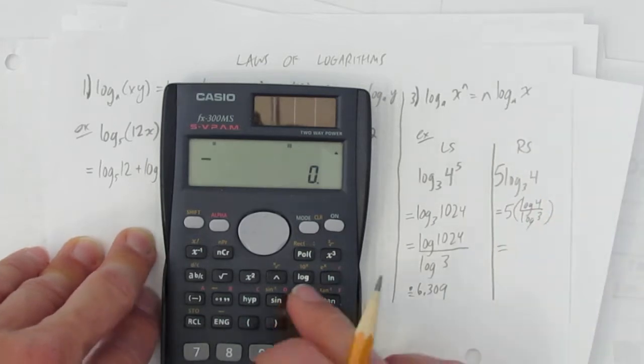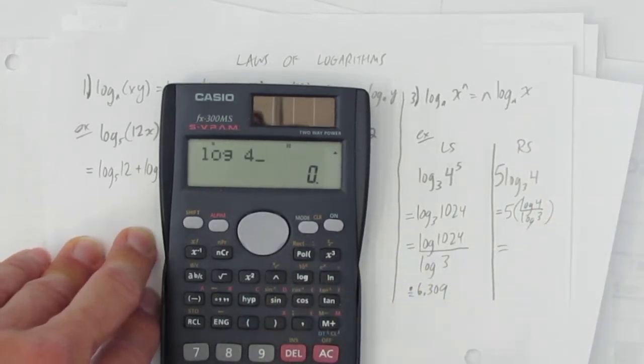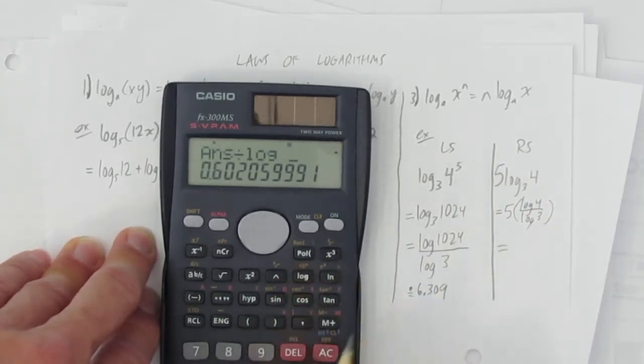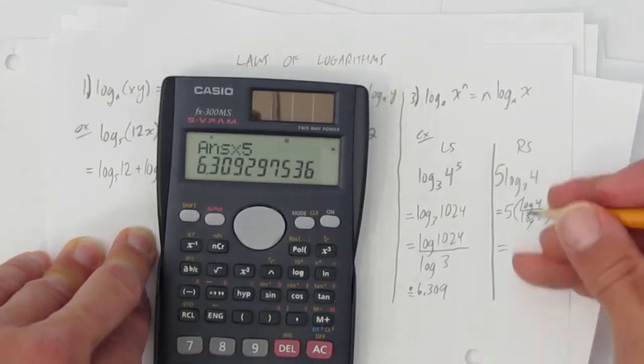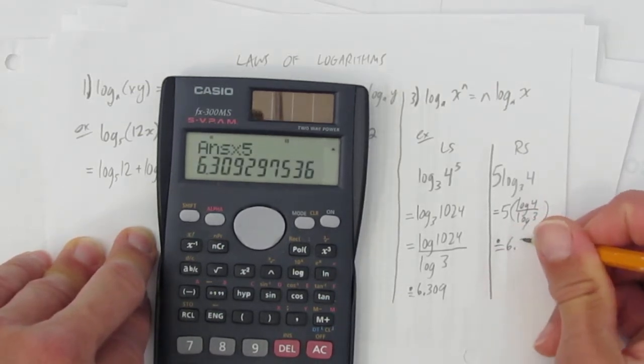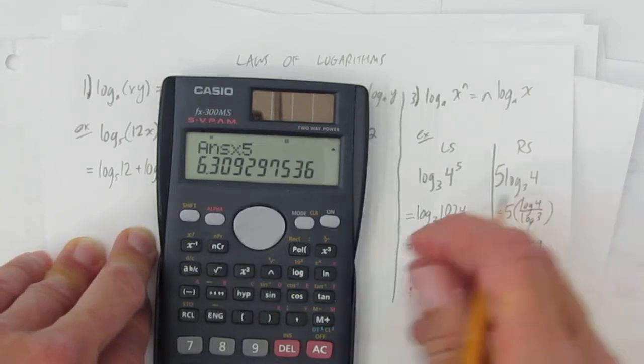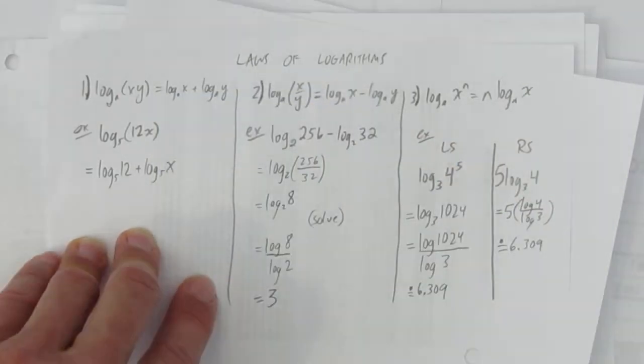Start with what's in the brackets here. Log of 4 divided by log of 3. Notice I hit equals in between there. Some calculators you don't need to, but I always like to play it safe. Times 5. And I get again approximately 6.309. And so that's that law of logarithms.